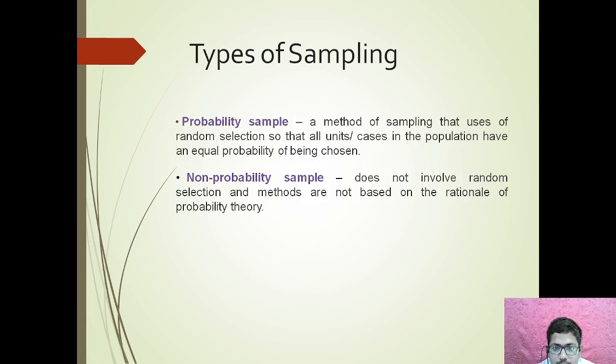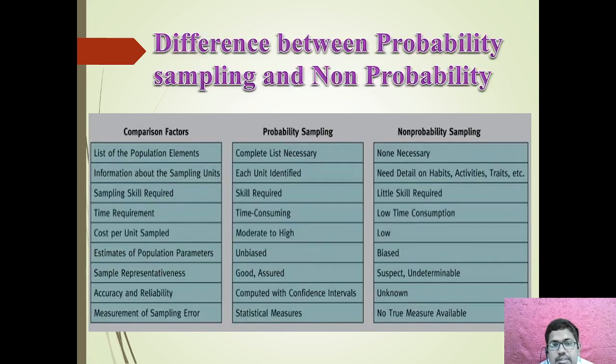We have already discussed probability sampling and non-probability sampling in the previous slide. That is, probability sampling is a method of sampling that uses random selection so that all units or cases in the population have an equal probability of being chosen. Here we are choosing in an equal way. Every sample taken here is given an equal chance, whereas non-probability sampling does not involve random selection and is not based on the rationale of the problem we study. So what is the difference between probability sampling and non-probability sampling?